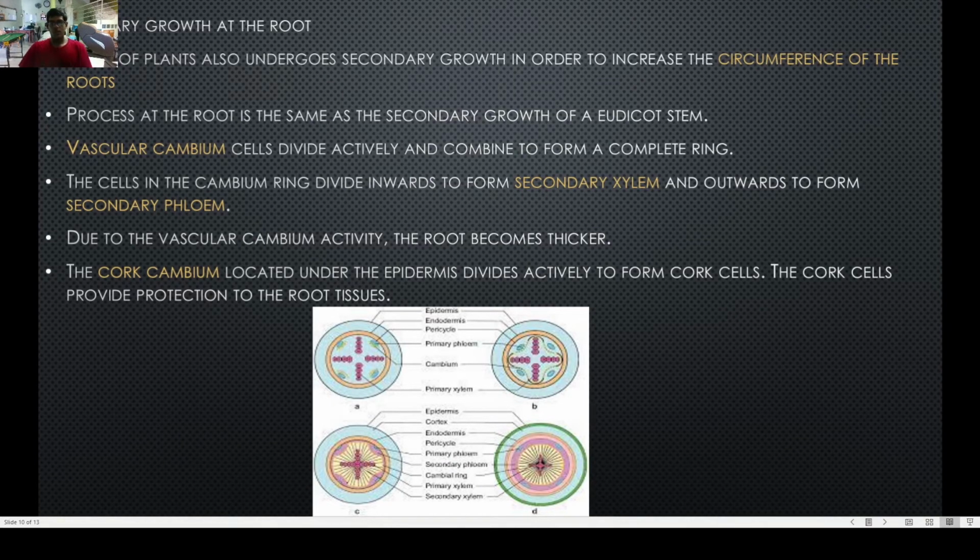In this picture given, there are A, B, C, and D, which are the four stages of the secondary growth at the roots.